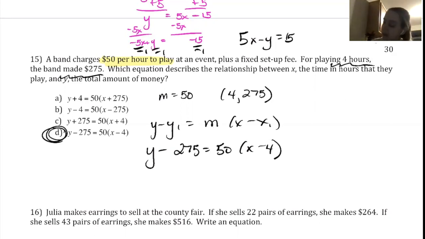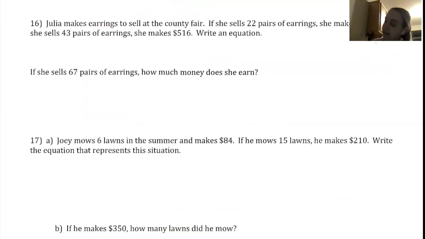Good. Number 16, Julia makes earrings to sell at the county fair. If she sells 22 pairs of earrings, she makes $264. If she sells 43 pairs of earrings, she makes $516. Write an equation describing the relationship. So again, your one ordered pair, 22 and 264. And your other one is going to be 43 and 516. So you want to find your slope.